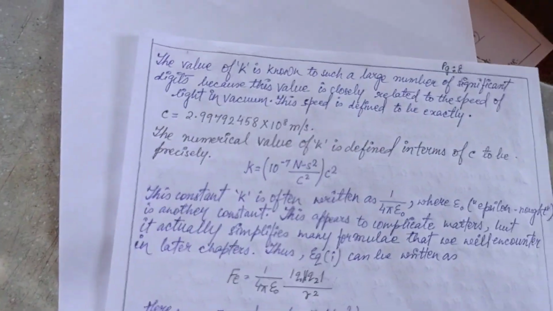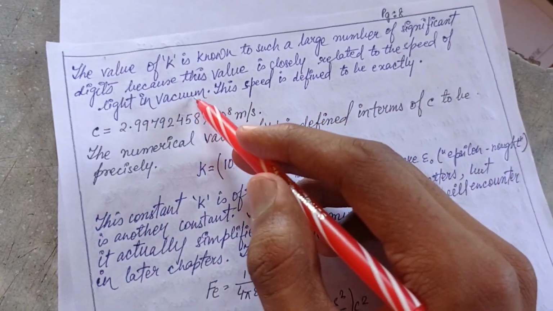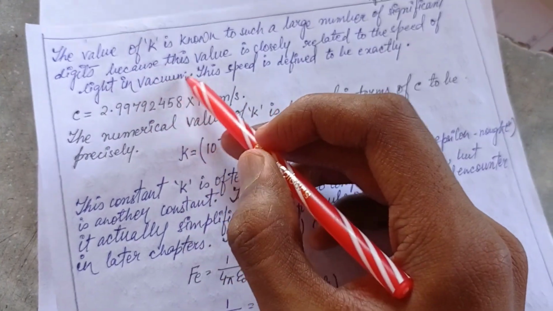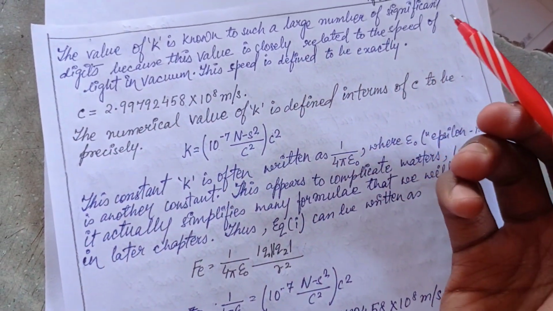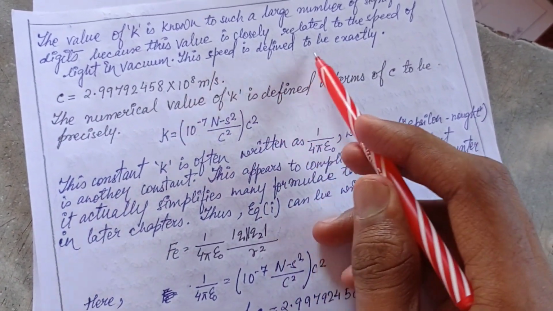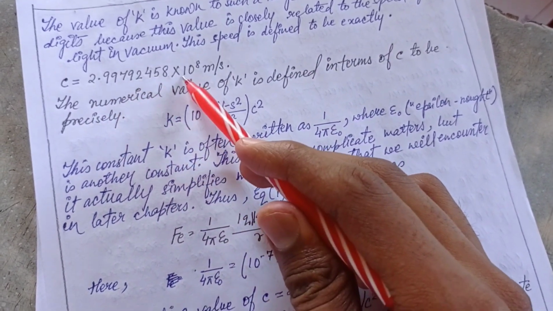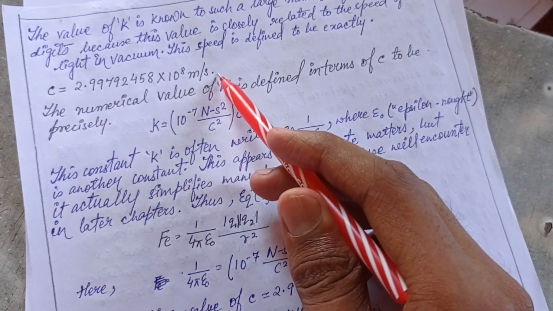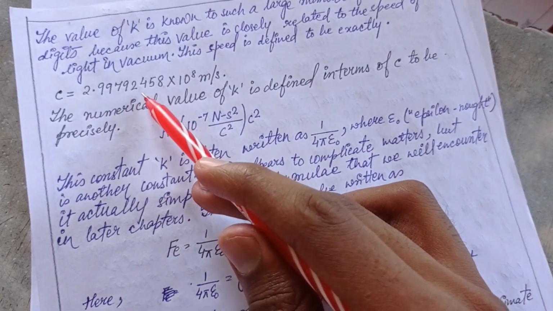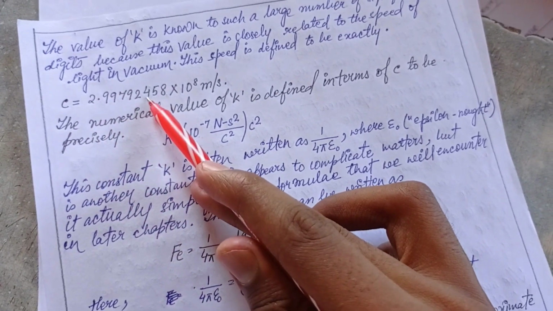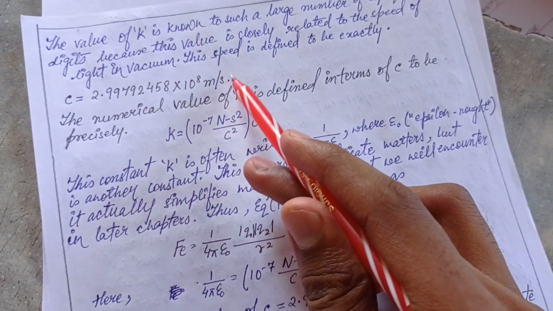Okay, then we have the value of k is known to such a large number of significant digits because this value is closely related to the speed of light in vacuum. This speed is defined to be exactly 2.99792458 × 10^8 meter per second. It seems like a phone number, right? So 2.99792458 × 10^8 meter per second.